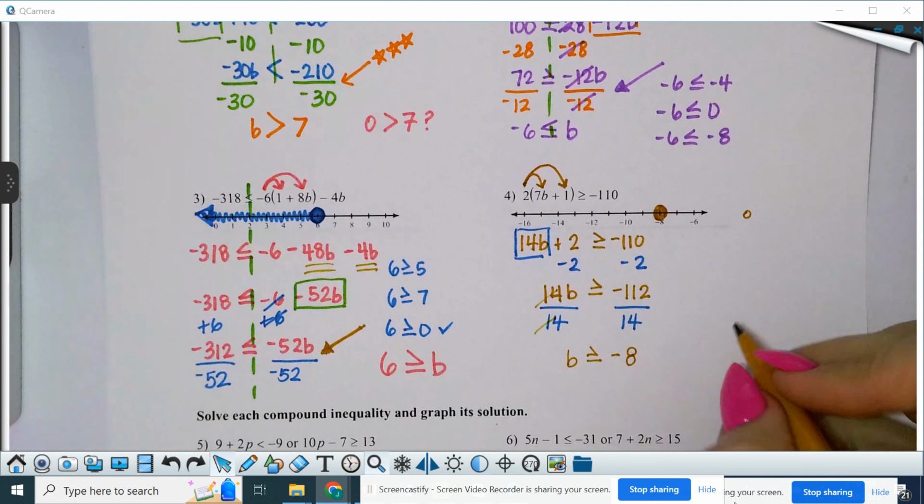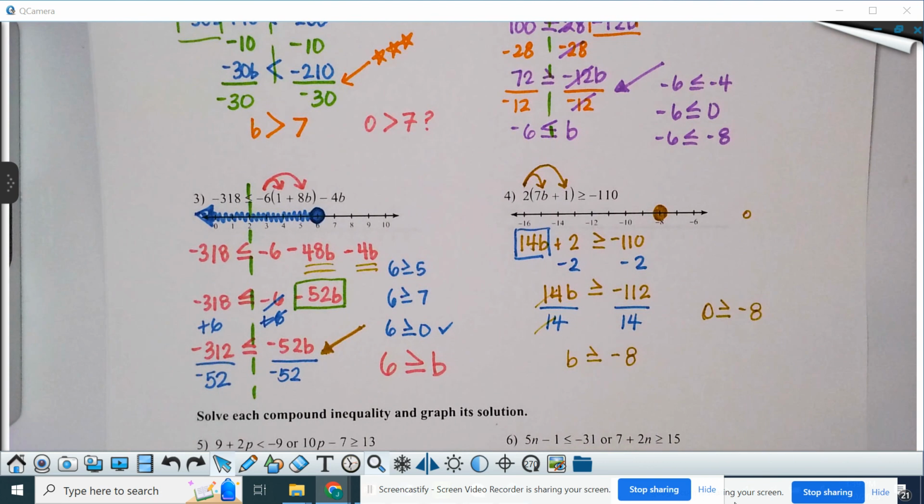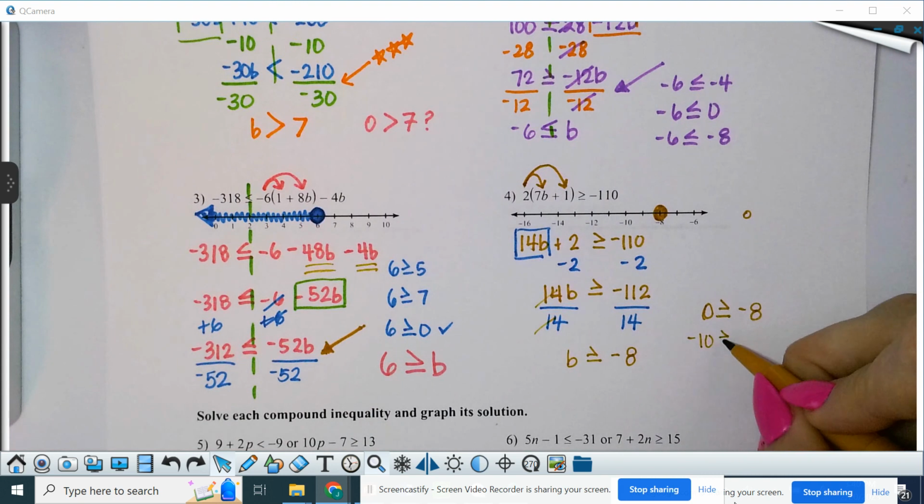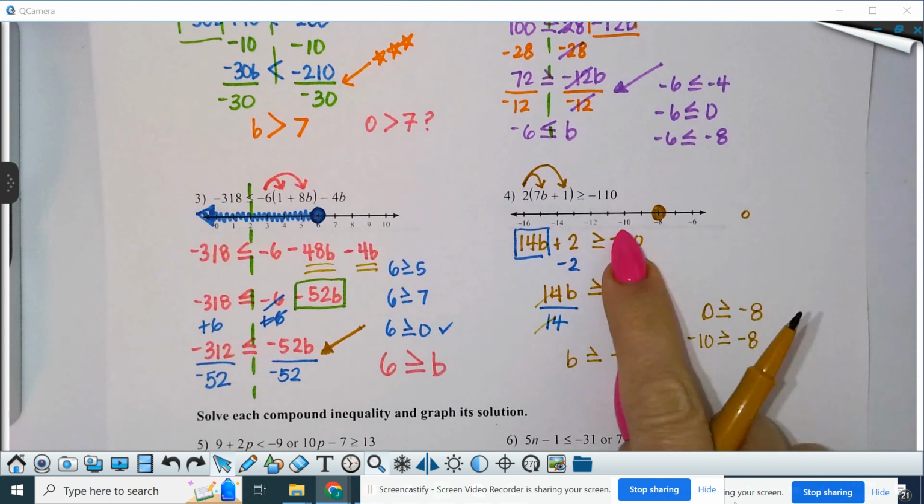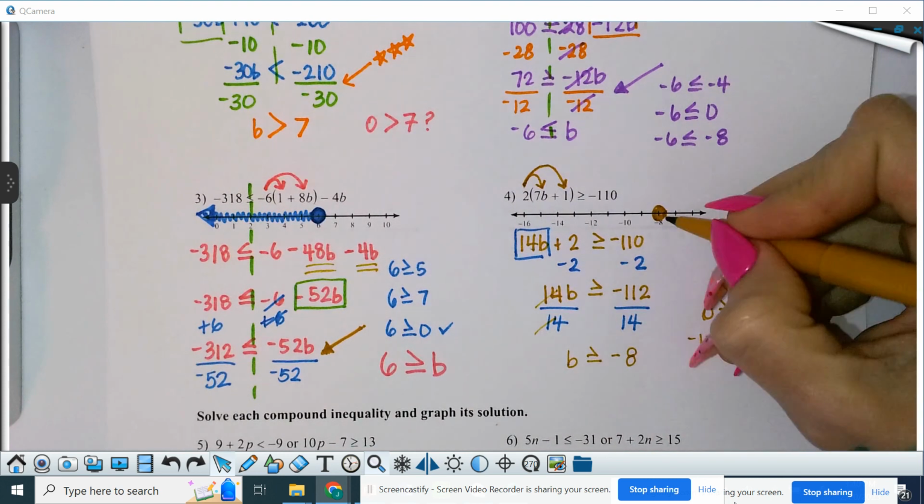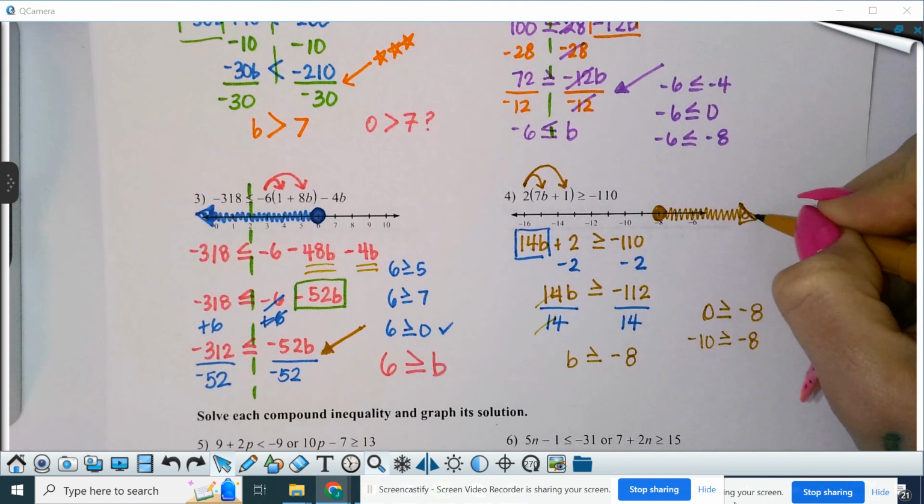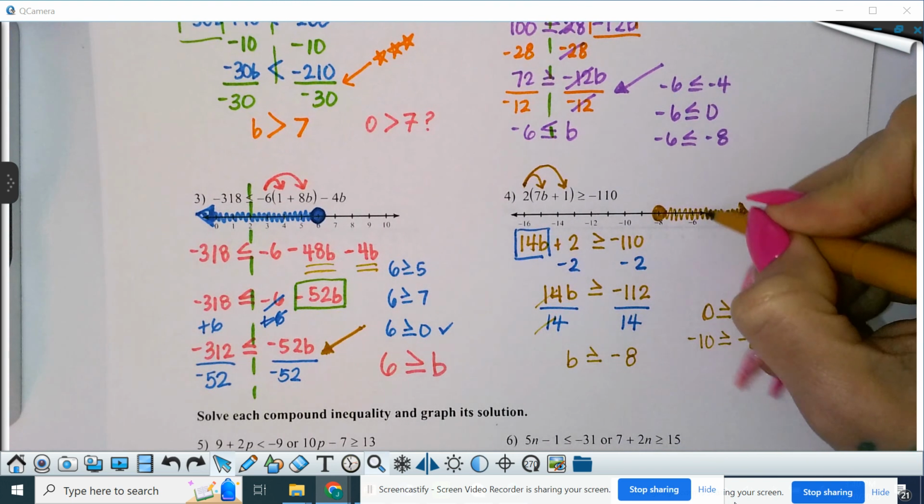So I'm going to test, is 0 greater than or equal to a negative 8? Having no money in your pocket is way better, or is greater than owing someone $8. So 0 does work. If you just want to prove, is negative 10 greater than or equal to negative 8? It's not. You don't want to owe people more money if you can help it. It's definitely not greater to owe people more money. So we're going to color in the direction away from that negative 10 because it is not true, or towards our 0 because it did make it true.